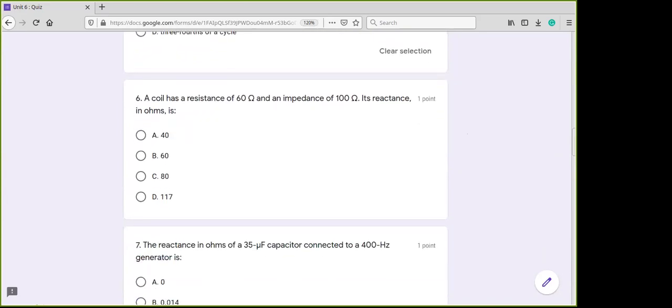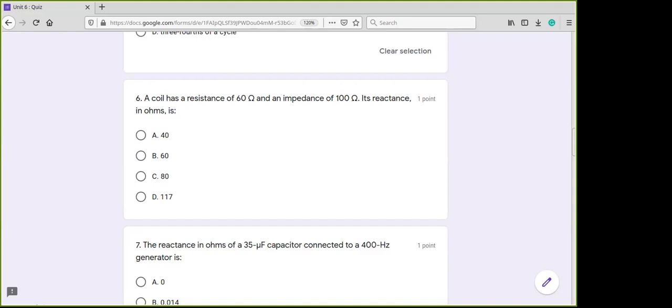A coil has a resistance of 60 ohm and an impedance of 100 ohm. Its reactance in ohm is blank. Impedance is equal to resistance plus reactance, right? Yeah, for this case, there is no capacitive resistance, yes? Yes. So we have to use square root because they are imaginary number. From the phasor diagram, yes?